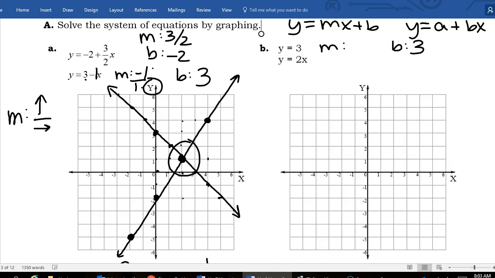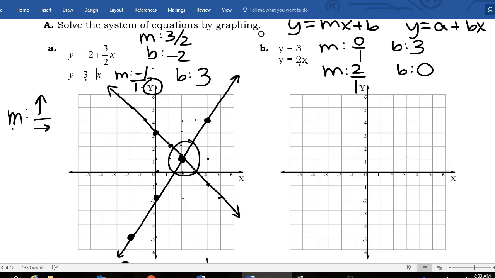But there is no x, so 0 x's. I'm still going to put it over my invisible 1 because I like this to be in fraction form for graphing. My second equation, I have my x, so I know my m is 2. I'm going to put it over invisible 1 to make it a fraction. My b is not given because there is no b, and 0 is another word for none. So we have my m and my b of my first, my m and my b of my second.